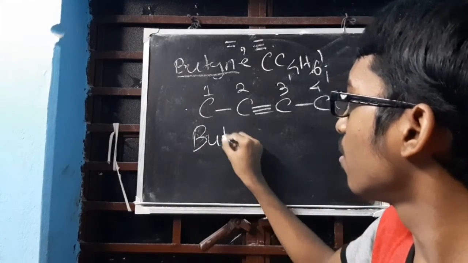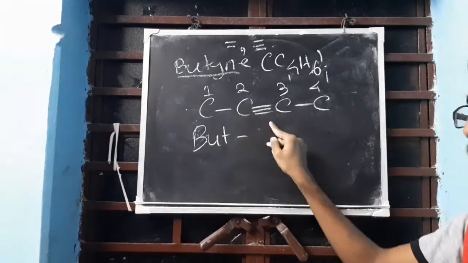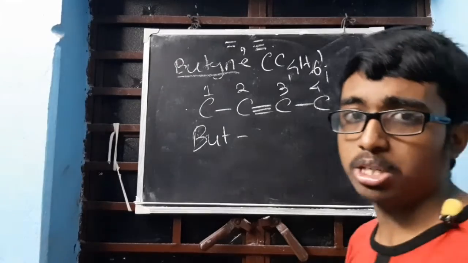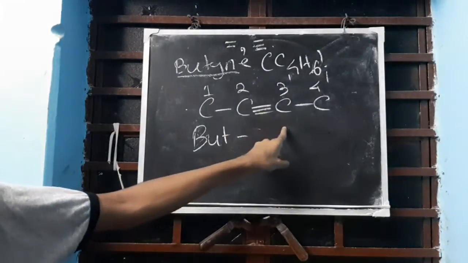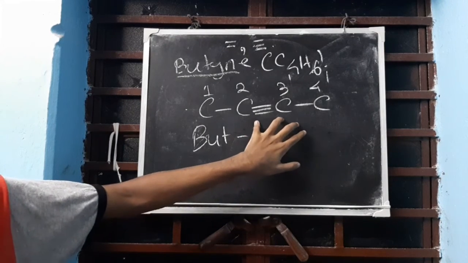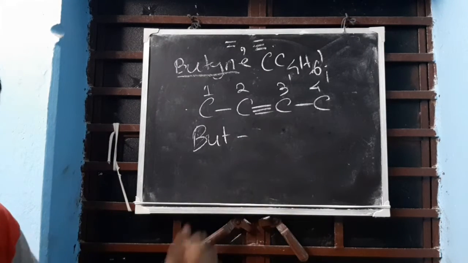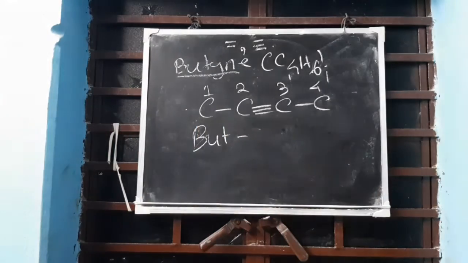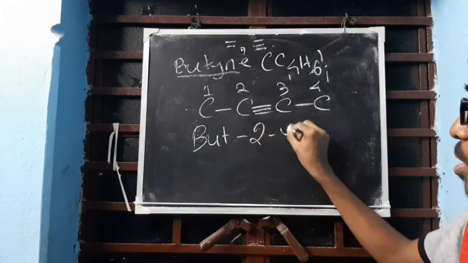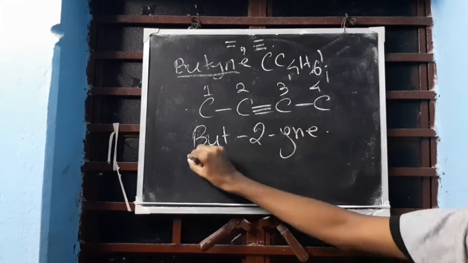But the position is between 2 and 3, and the least locant we are going to take. Which number? Least locant. Who is greater, who is bigger? 3 is bigger. Who is smaller? 2 is smaller. So we are going to consider 2, not 3. Clear? That is what you need to remember. So it's but-2-yne.